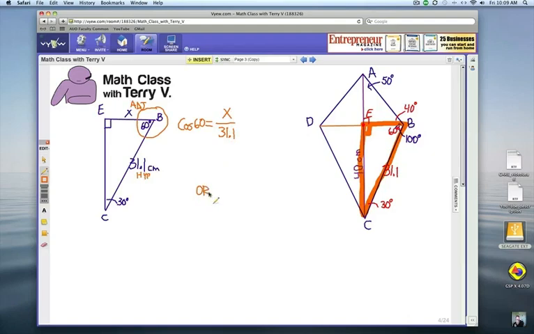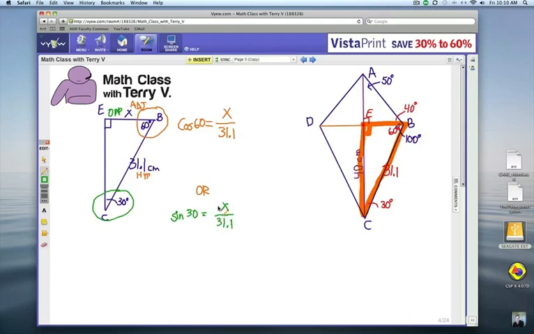Or what if we use a different reference angle? What if we chose this 30-degree angle down here? Relative to that angle, 31.1 is still the hypotenuse, but now this is actually the opposite leg. So, opposite and hypotenuse would be sine. So, the sine of 30 degrees would be x over 31.1.